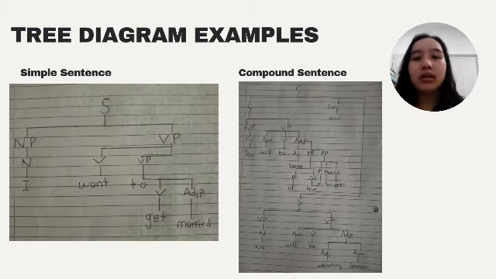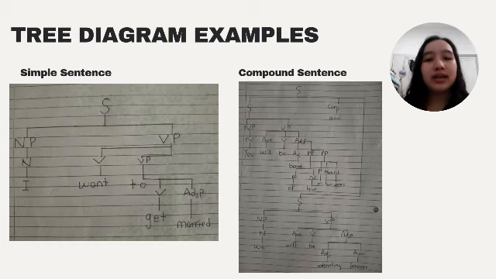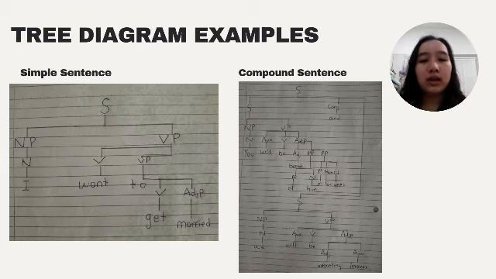Now, for simple, we can look at the sentence "I want to get married." Let's separate the phrases. The noun phrase is "I," being the noun, and the verb phrase is "want to get married," while "want" is a verb, and "to get" is also like a verb phrase, so it's also a verb in it, while "married" is the adjective phrase.